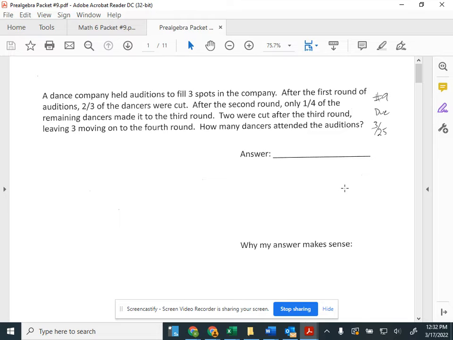So a dance company held auditions to fill 3 spots in the company. After the first round of auditions, 2/3 of the dancers were cut. After the second round, only 1/4 of the remaining dancers made it to the third round. 2 were cut after the third round, leaving 3 moving on to the fourth round. How many dancers attended the auditions?